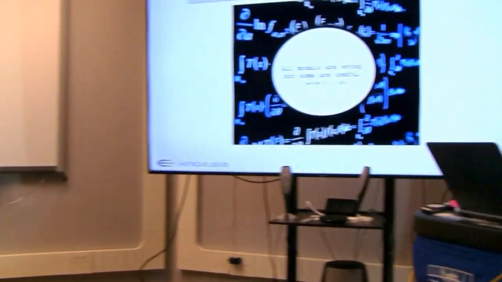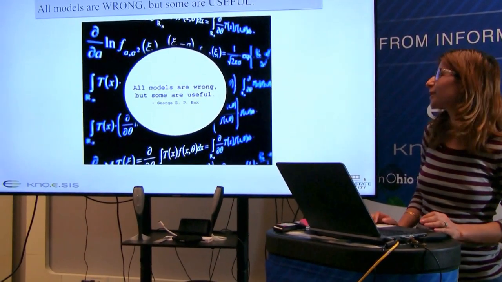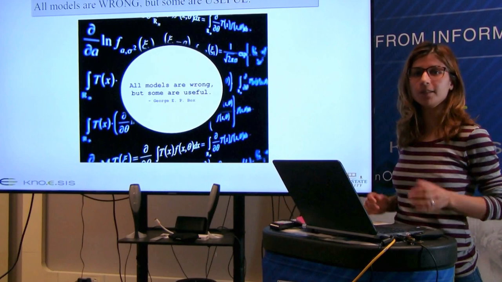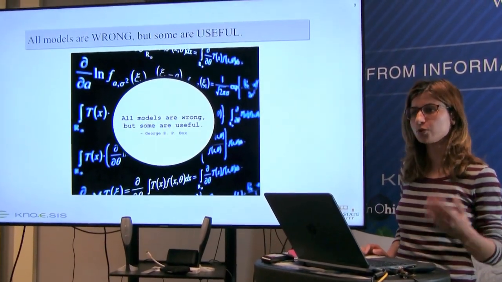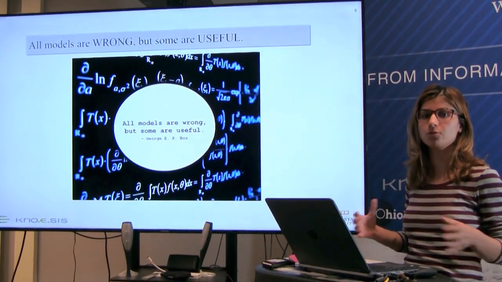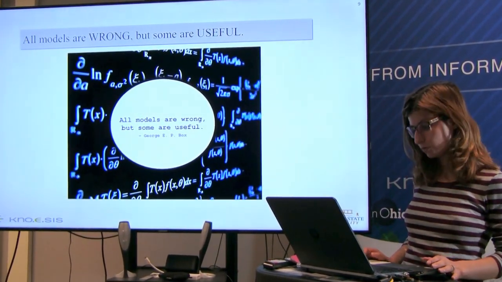So all models are wrong, but some are useful. So deep learning, whatever it is, is very useful, and we should come up with other ideas to combine with deep learning to make it more useful.